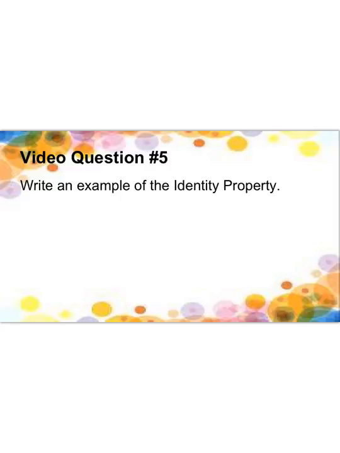All right, last question. Write an example of the identity property. When you're done, double check you have your name and period number on your paper and then turn it in.